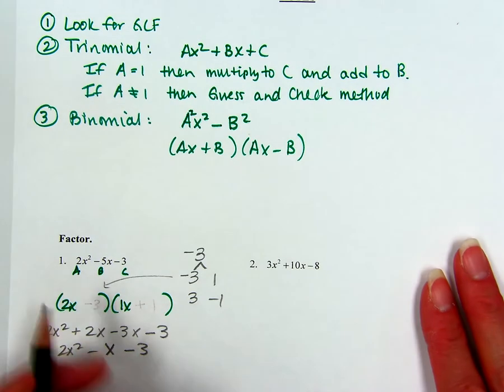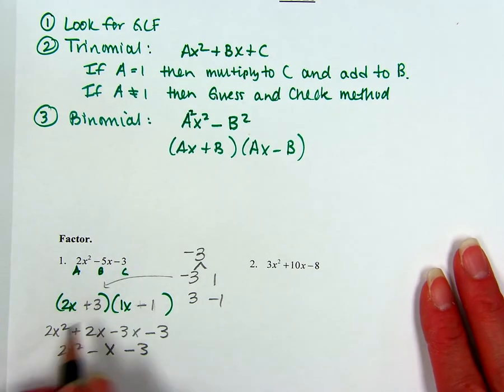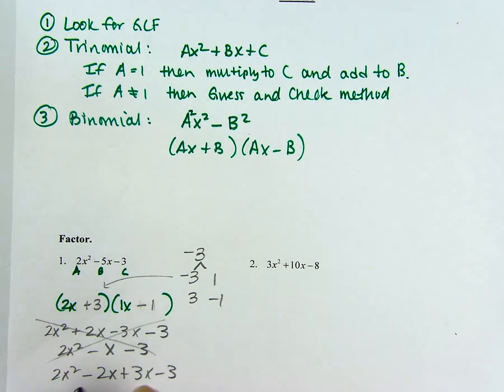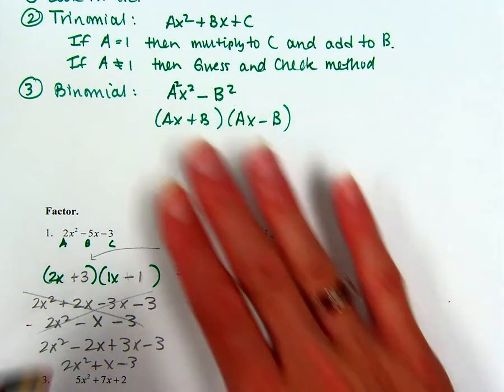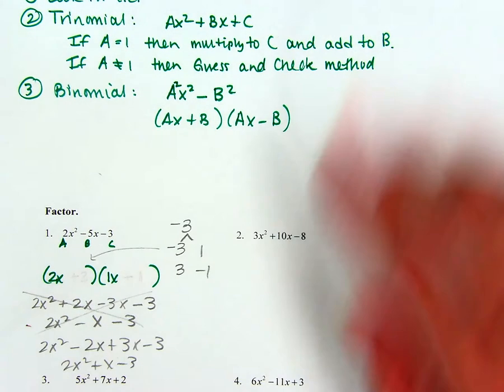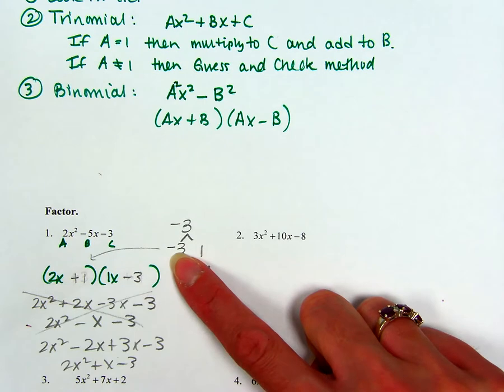Okay, so what if we tried positive 3 and negative 1? So we've got 2x squared minus 2x plus 3x minus 3. If I add together my like terms, I get 2x squared plus x minus 3. Well, that doesn't work either. Okay, so since those didn't work, that means I need to try to flip-flop my numbers. So you can try a positive 1 here and put the negative 3 there.